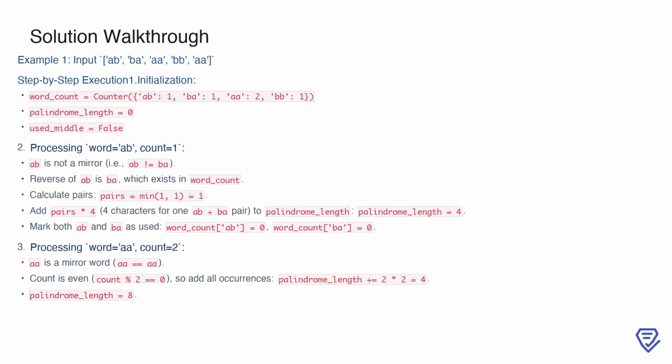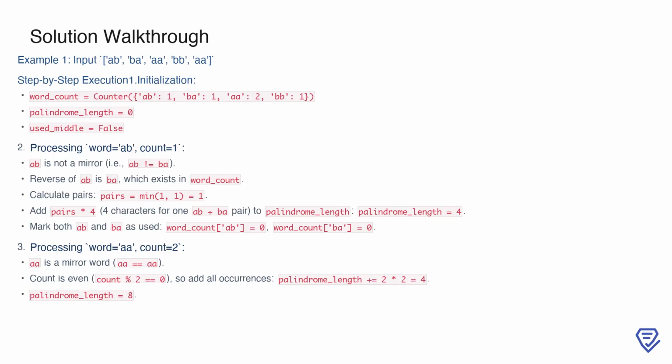Now, we look at the word ab, which is not a mirror because ab does not equal its reverse, ba. However, since ba exists in the word_count, we can form one pair. Each pair contributes 4 characters to the palindrome, so we add 4 to palindrome_length and mark both ab and ba as used by setting their counts to 0. Next, we process aa, which is a mirror because it equals its reverse. Since it occurs twice, we use all occurrences and add 4 characters to the palindrome length, bringing the total to 8 so far.